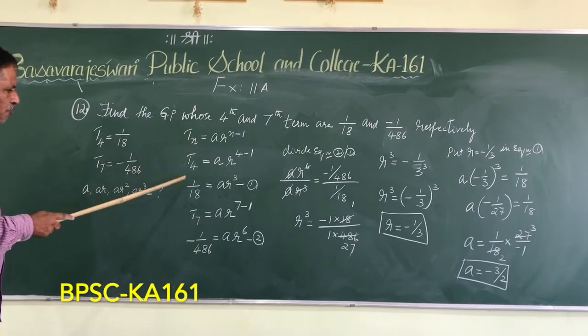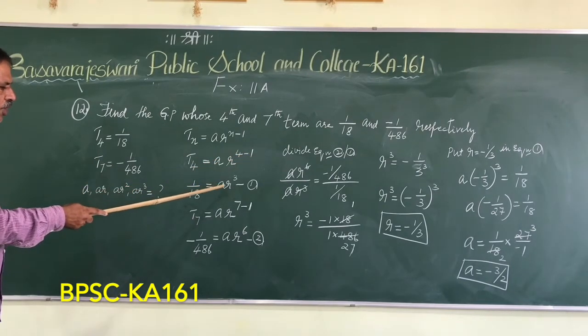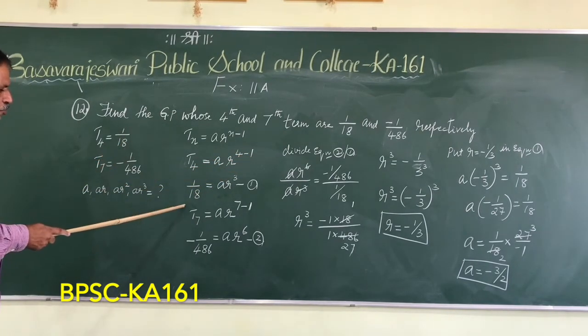First I have taken T4. Very clearly n is 4. A R to the power of 4 minus 1 will give you A R to the power of 3. T4 value is 1 by 18.